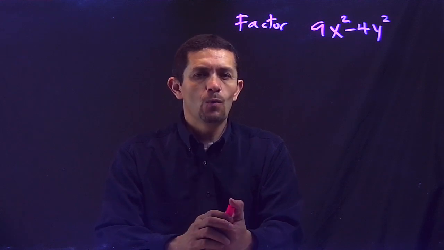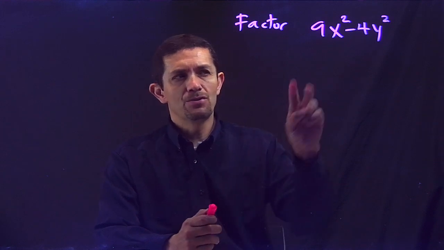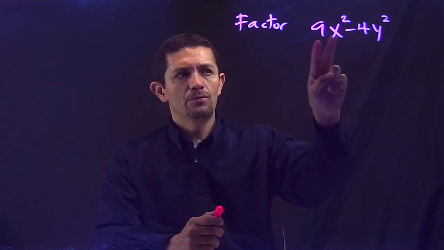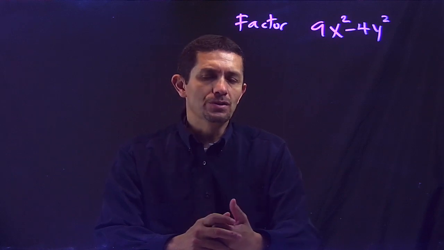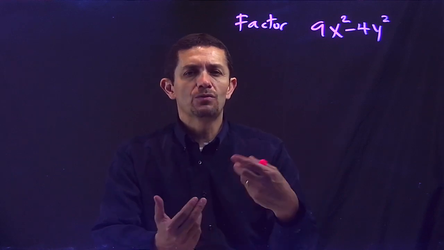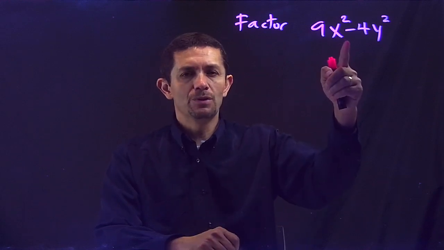We always need to find out what kind of factor we're using. For that we need to see how many terms we have. Right now I have two terms, and there's a minus in between. So you have two choices: difference of squares or difference of cubes. We know there's a difference for a fact because there's a minus in between.